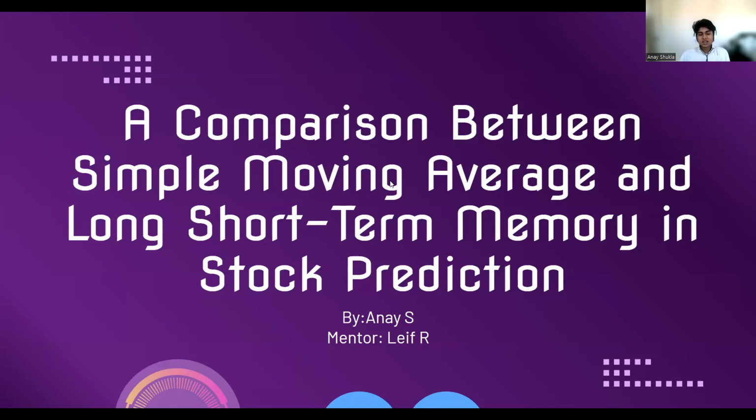A comparison between simple moving average and long short-term memory in stock prediction by Anay Shukla, and my mentor was Leif R. So a little bit about the background.